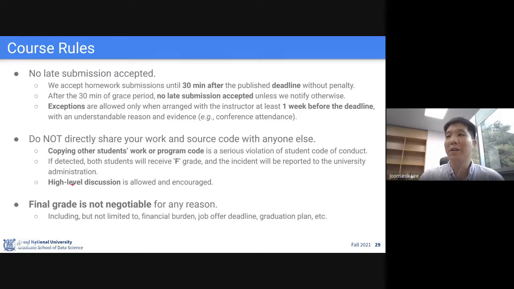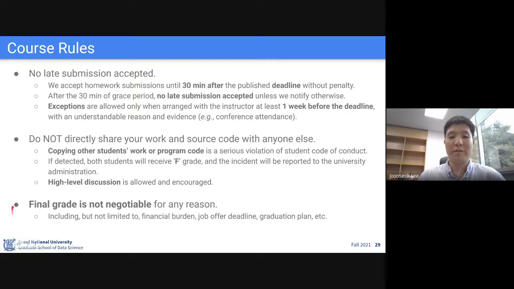But you can discuss in high level. So you may ask your friends, how did you implement that? I have some technical issues in some part of the algorithm, and I don't know how to solve it. You may ask your friends, well, I had the same problem, but I managed to solve that in this way. You can just discuss in a high level without sharing the code directly, okay? So if we detect two students have the same code, then that will be very seriously punished, like the F, and also will be reported to university. So please keep that in mind.